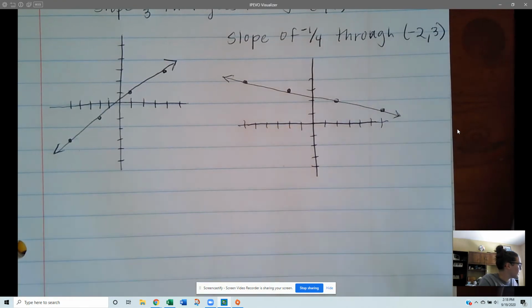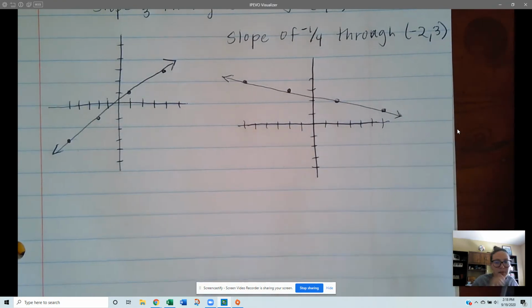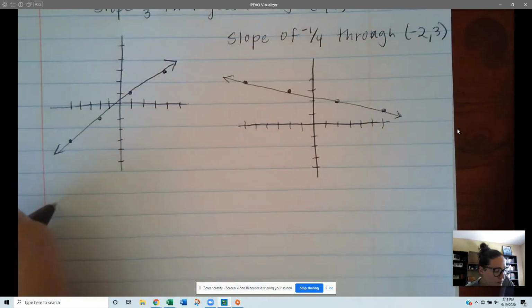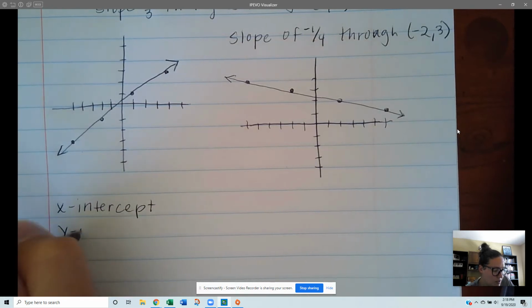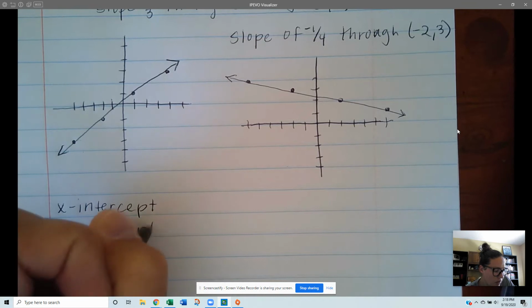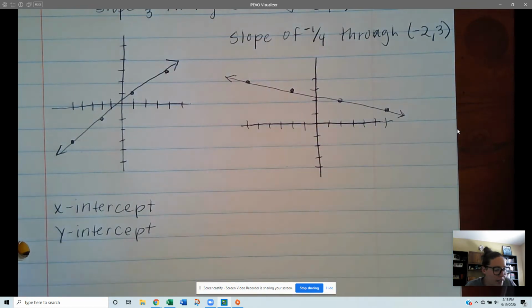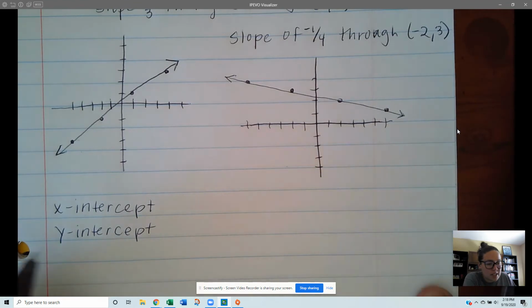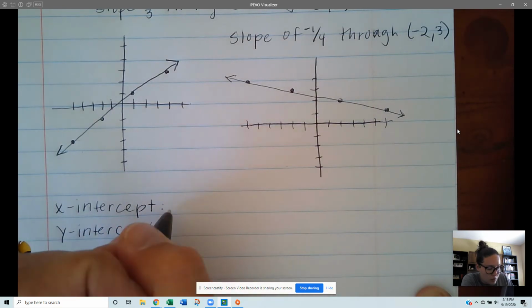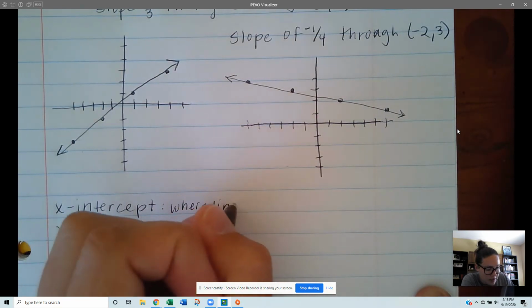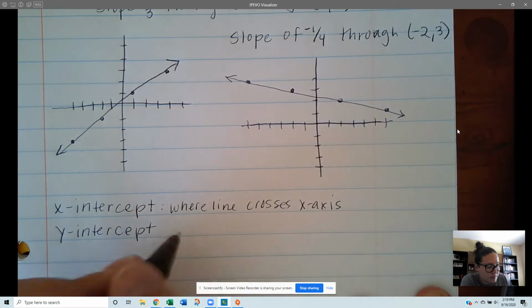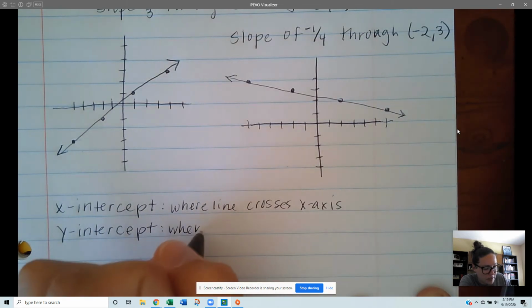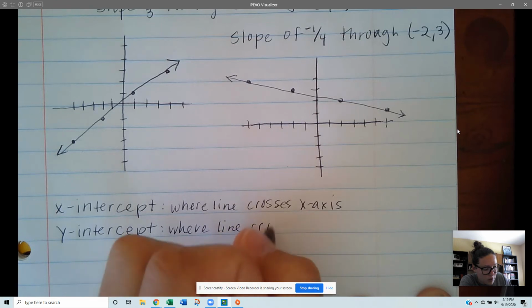All right. Let's talk about intercepts. X-intercept and y-intercept. Now, I think you guys know what it means, right? The y-intercept is where the graph crosses the y-axis, and the x-intercept is where the line crosses the x-axis.